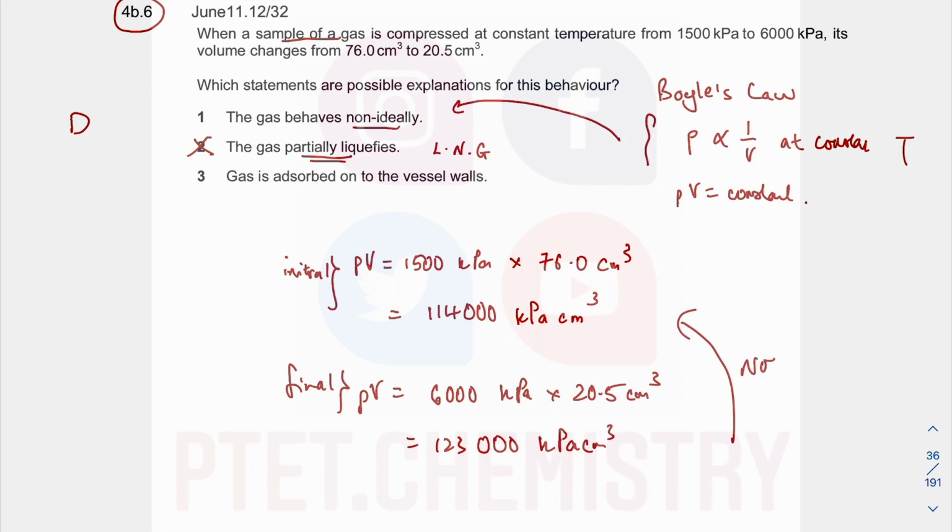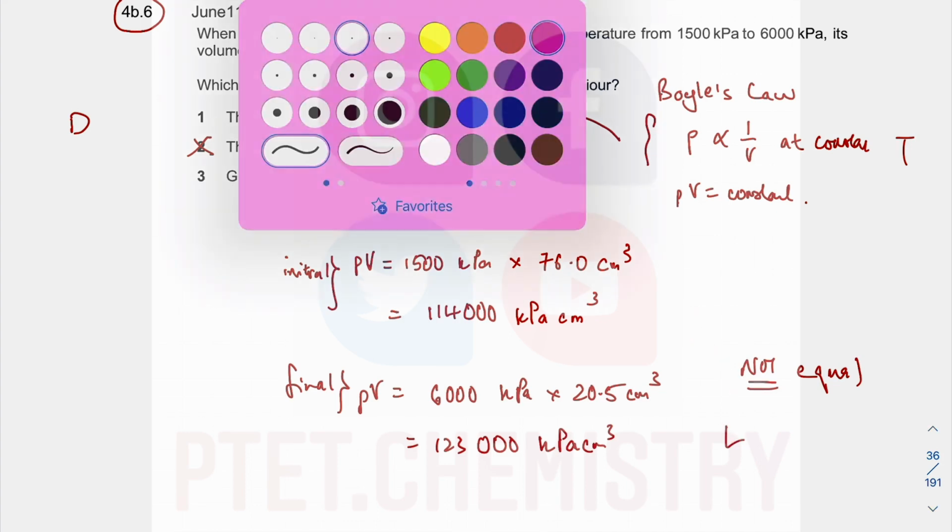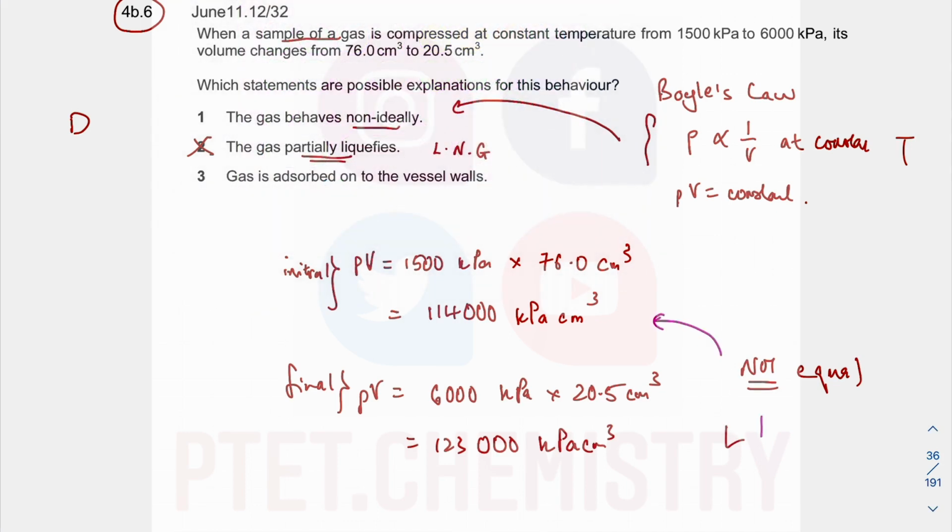Okay, not equal. Maybe I should show it like that and like that. Since those values are not equal, going from the initial pressure to the higher pressure, your P times V are not constant because they are not the same. That's why it's non-ideal. So D is correct. Well, I mean statement 1 is correct. Statement 2 is incorrect. Already you knew that only one must be correct.